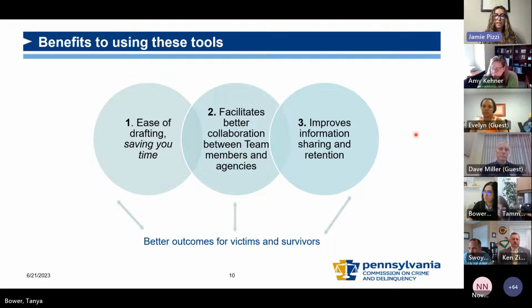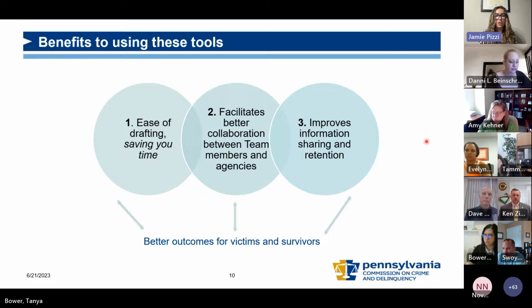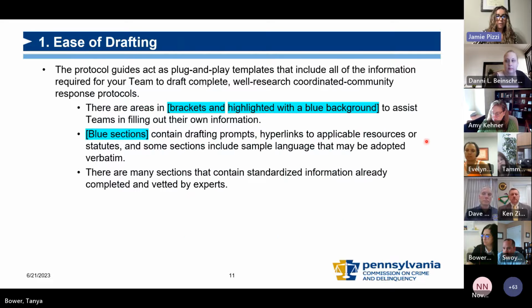The first being ease of drafting, ideally saving you time. The second being facilitation of better collaboration between members of the coordinated community response and the agencies they represent. And three, improved information sharing and retention, all of which can create better outcomes for the survivors we serve. Next slide, please. All right, number one, ease of drafting.